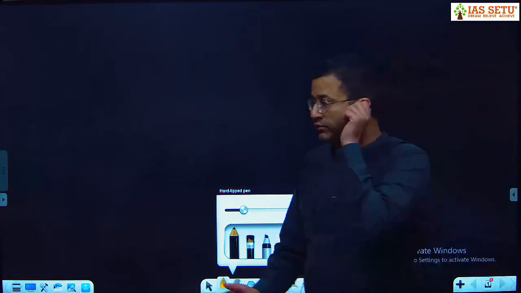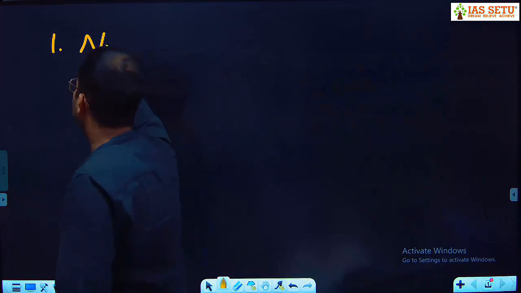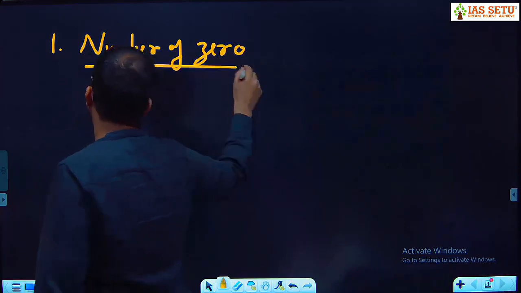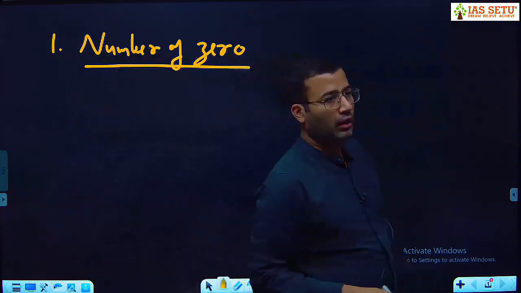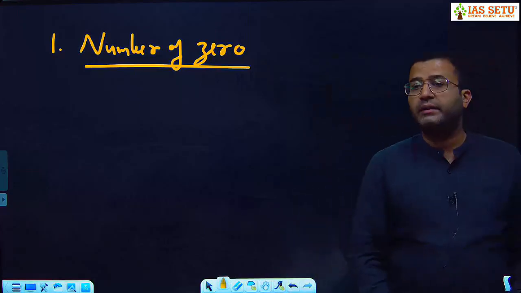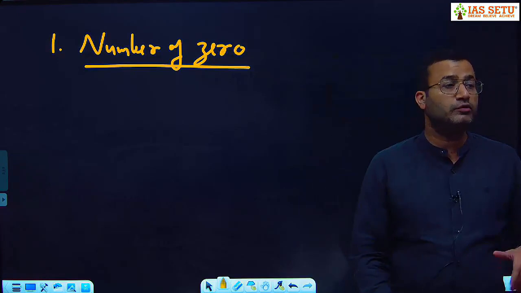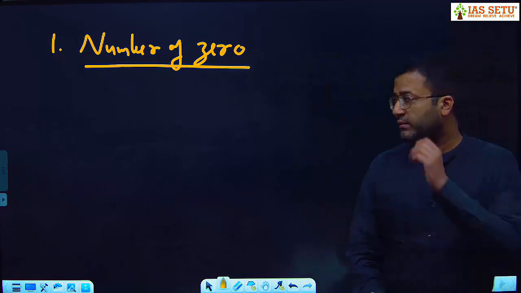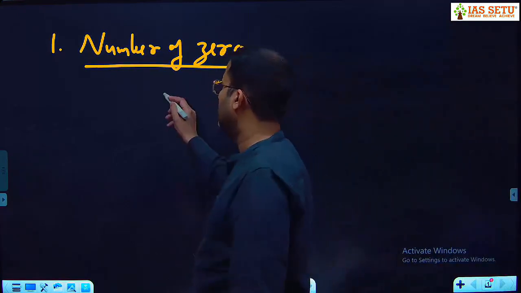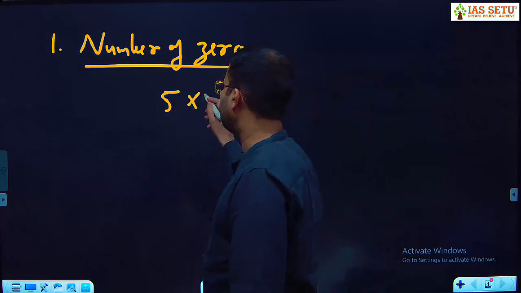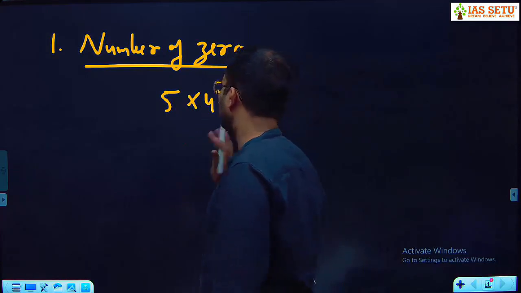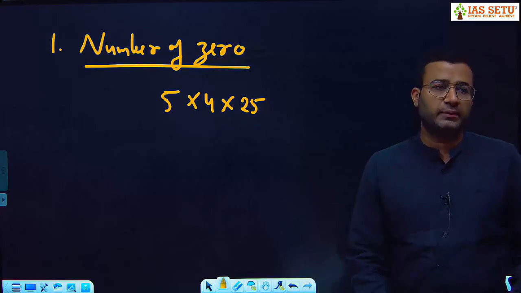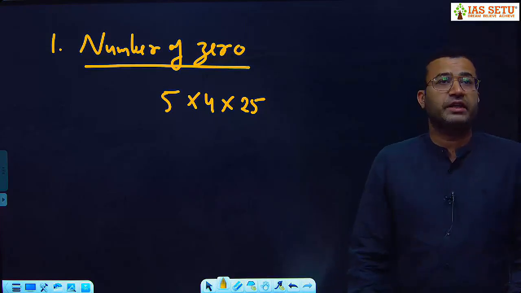First topic is number of zeros. In a multiplication, how many zeros will be at the end? मतलब last में कितनी zeros होंगी? Like for example, it is 5 into 4 into 25. Here we can multiply because it is a small multiplication. But big multiplication we cannot do.